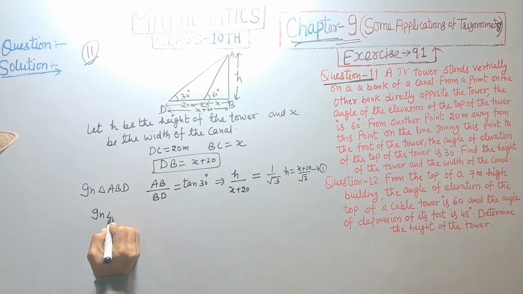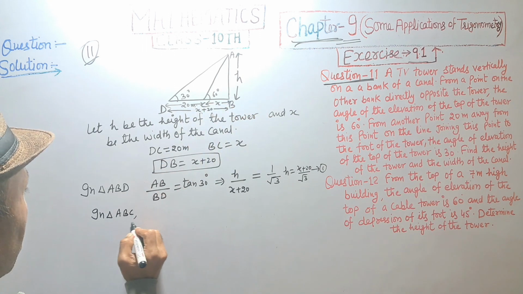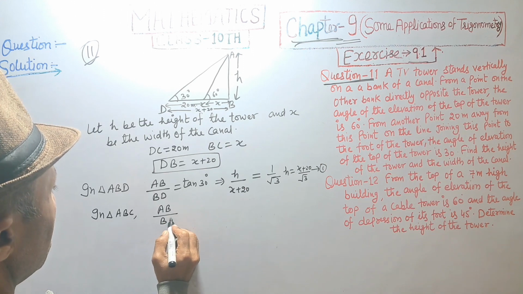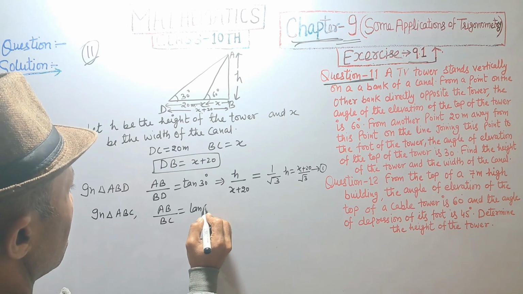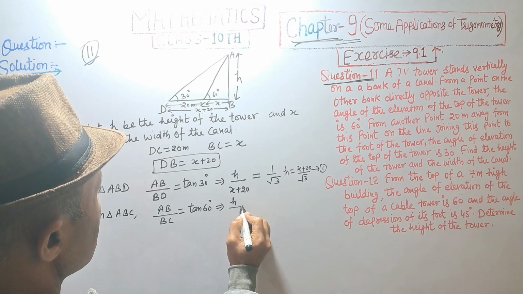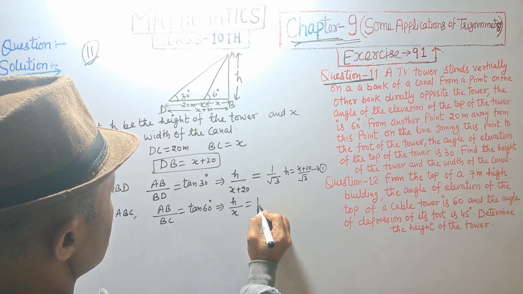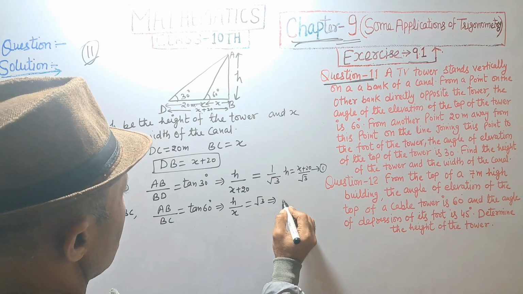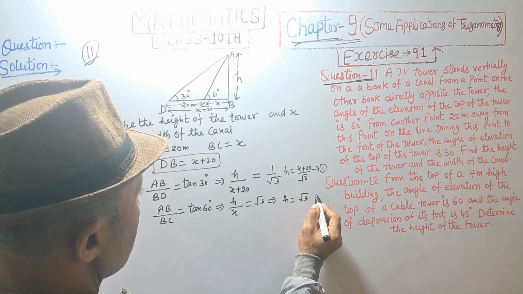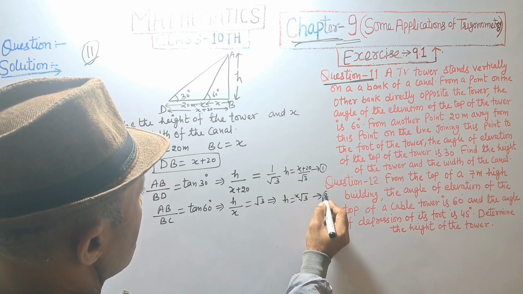And in triangle ABC, AB upon BC is equal to tangent 60 degrees. AB is H and BC is X, and tangent 60 is root 3. This implies H is equal to root 3 X. Equation second.